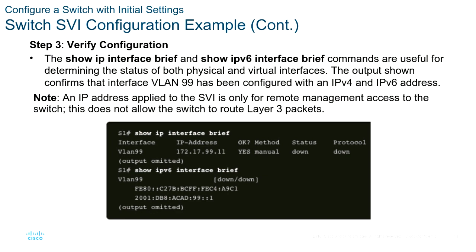Now, a weird thing about the switches is when you do show IP interface brief, it only shows you the IP version 4 address. If you want to see the IP version 6 address, you have to type show IPv6 interface brief, and there we can see the IPv6 address that was applied to that. That's the 2001, the globally unique address, and the FE80, which is the link local address.